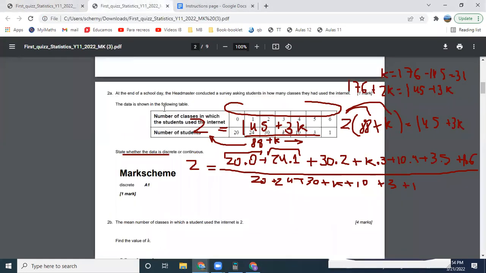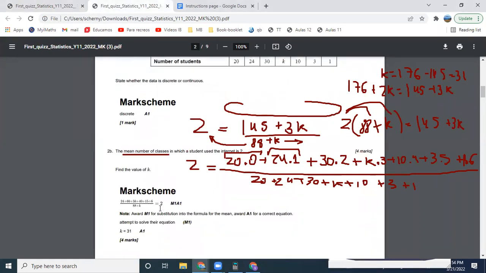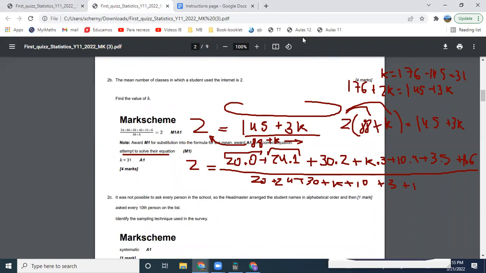If we go and check the mark scheme, we have the 31, right? And we have the same formula here, but instead of writing, for example, 30 times 2, they already wrote 60, okay? And we have here 88 plus k. So that's the answer.